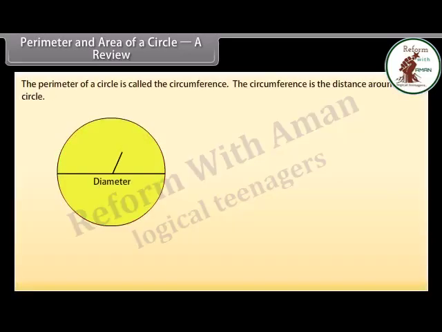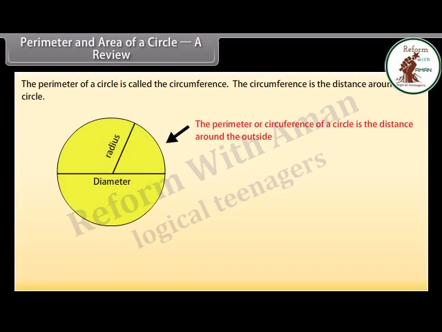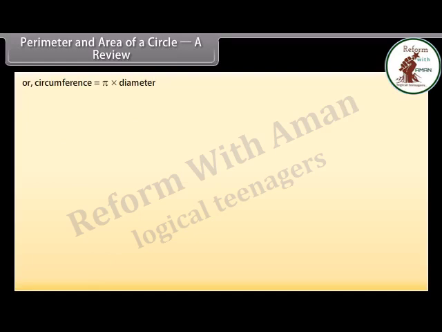perimeter and area of a circle. A review. The perimeter of a circle is called the circumference. The circumference is the distance around the circle. The ratio of circumference to its diameter is constant. The constant ratio is denoted by pi, so circumference is equal to pi into diameter, which is equal to pi into 2r, where r is the radius of the circle, which equals 2 pi r.